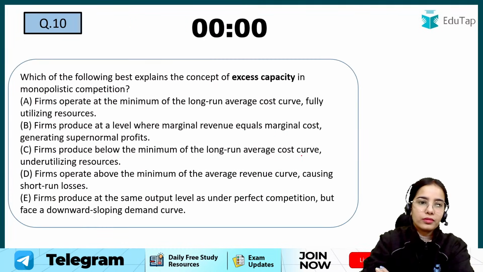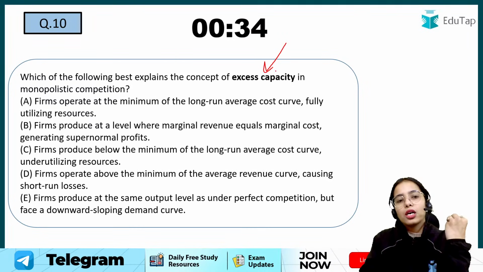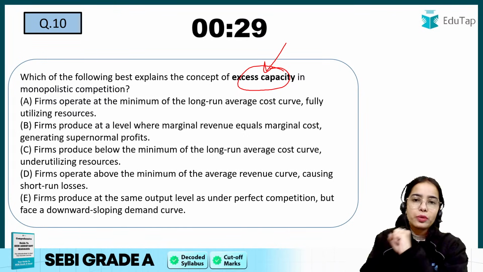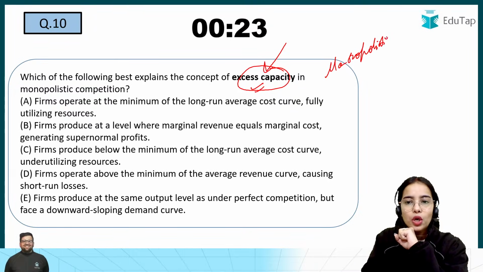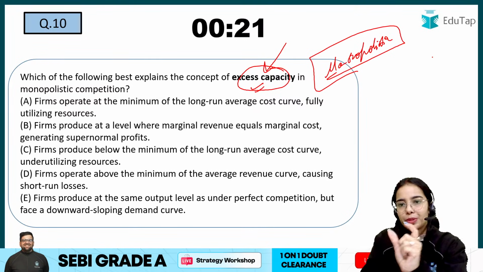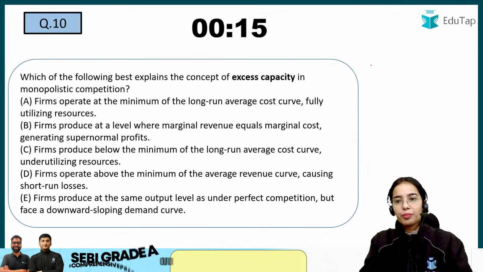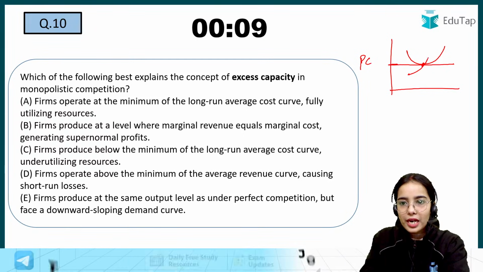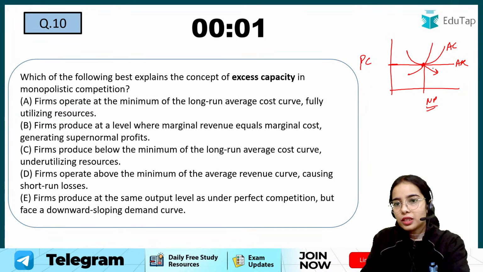Chalo. Now coming to the next question about excess capacity. A question has come in previous years from the excess capacity point of view. So read the statements very carefully and try to answer this question. Monopoly, monopolistic competition, all of these market structures have excess capacity. Only perfect competition does not have excess capacity in the long run. Because in perfect competition, in the long run, the firms are producing at the point where the average cost is equal to average revenue. Here normal profits are being earned and the production is happening.